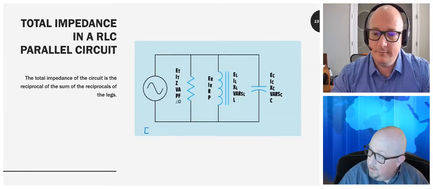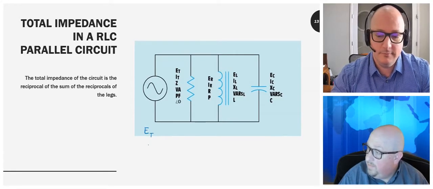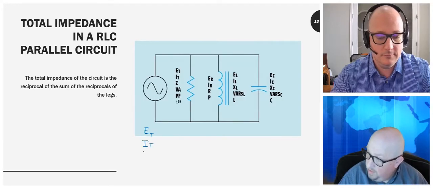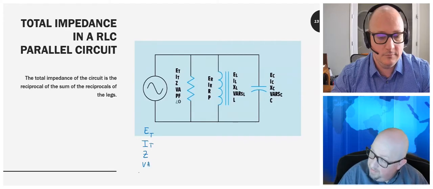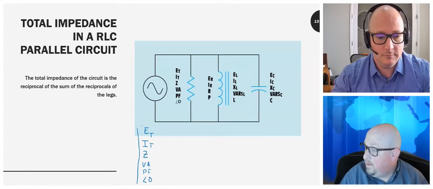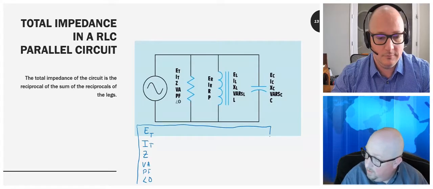If I have my volt total, my current total, my impedance total, my VA total, my power factor, and my angle theta. I'm going to try to draw this as square as I can while still being somewhat in a hurry here.